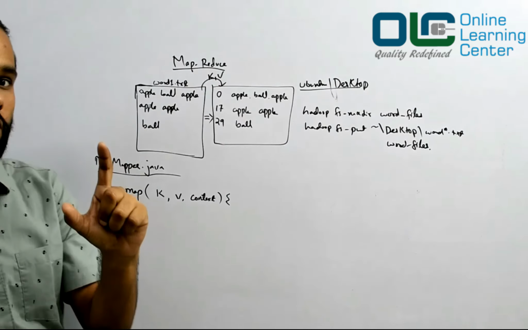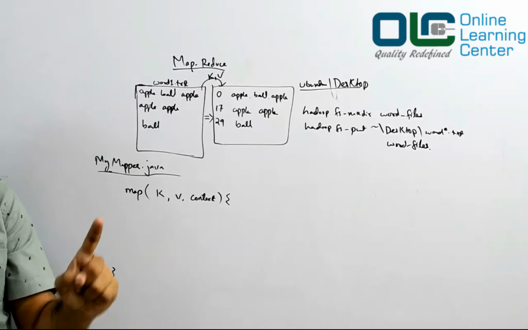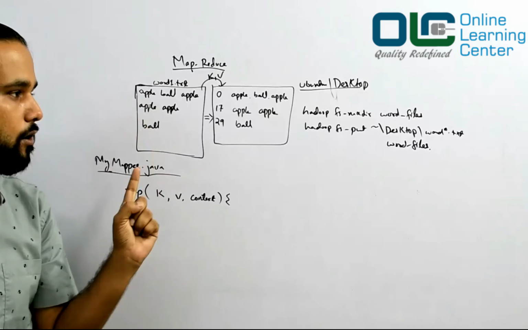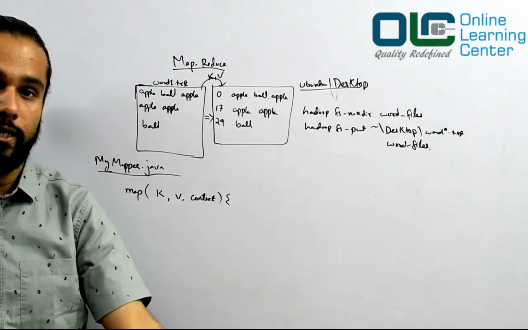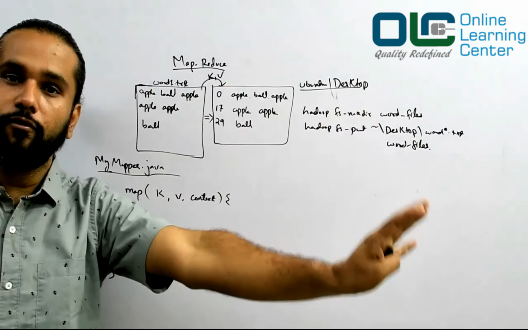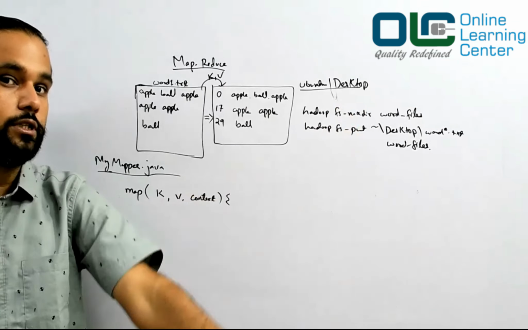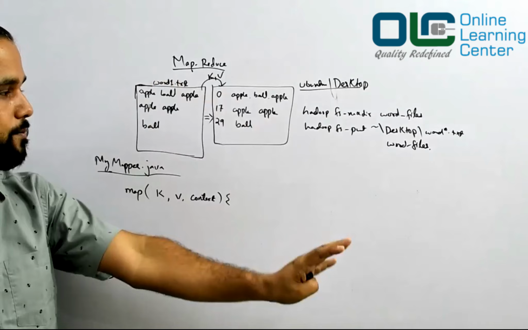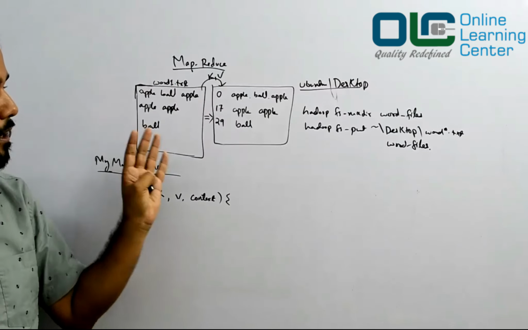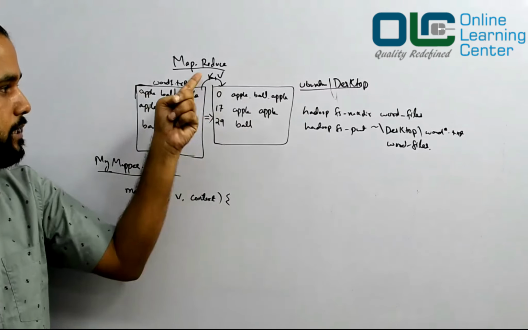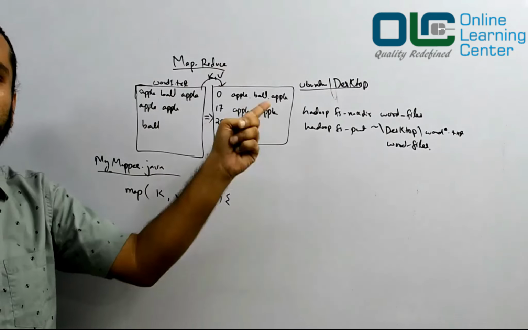You were given a raw file. You did not give the key value pair file. You gave a raw file, and that raw file was converted to key value pairs. That's how the framework does it. Who does that? We will talk about this later. But right now, let's make it very simple. Your file was converted to key value pairs. This is how the key was generated, and this is how the value would be.